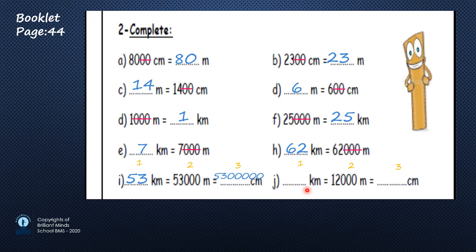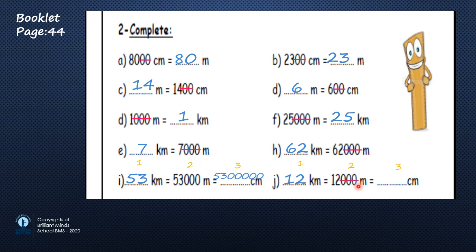Okay, space kilometer equal 12,000 meter. Okay, are we moving from small to big or big to small? I'm moving from meter to kilometer. That's mean from small to big, getting smaller. We're gonna divide, which is mean cancel zeros. Yes, how many zeros we gonna cancel? Can you tell me? Yes, correct. We're gonna cancel 3 zeros. What left after cancellation? 12. So put 12 in the space.